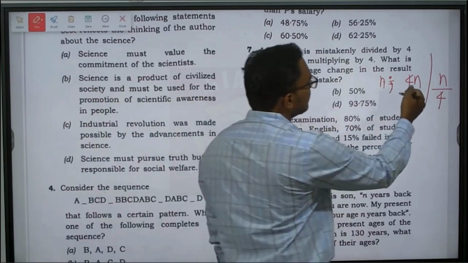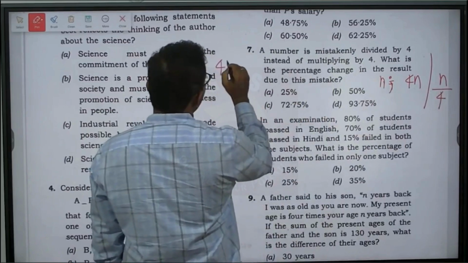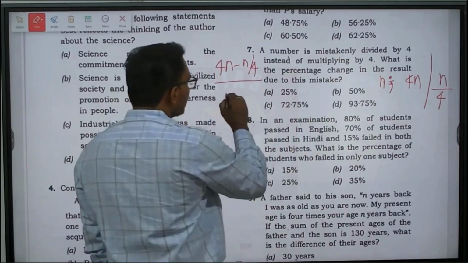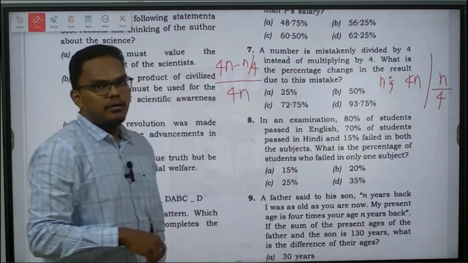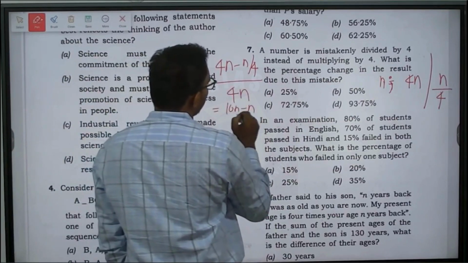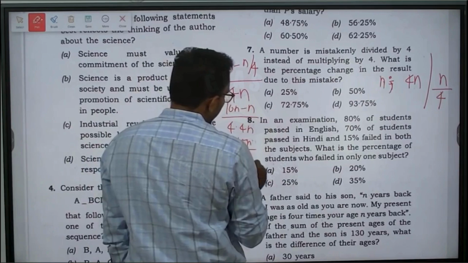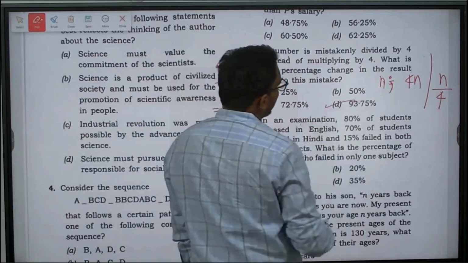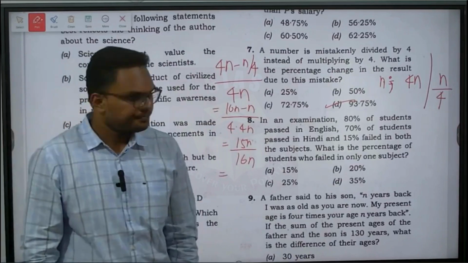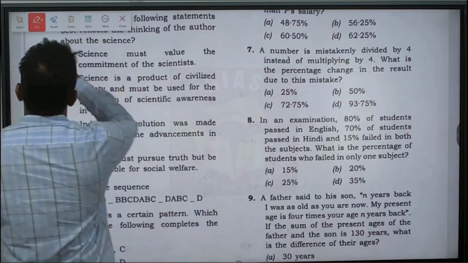So, what is the difference? Actually, you should have had 4n, but you have just n. So, the percentage change is 4n minus n by 4. What the actual result should have been is 4n, right? So, that should be the denominator. So, this is nothing but 16n minus n by 4 into 4n, which is equal to 15n by 16n. If you take the percentage for this, you will get 93.75. So, that's your answer. Next question.